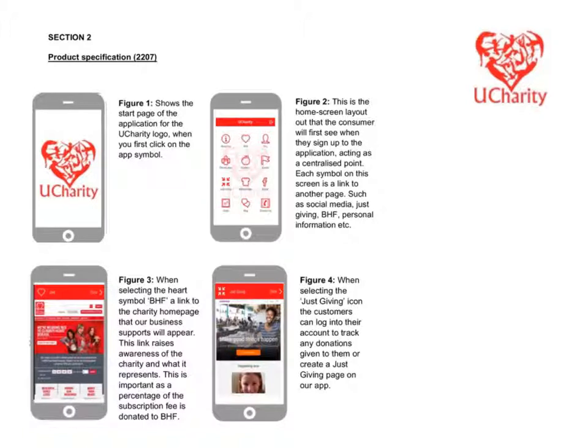Some examples of how product specifications are put into that section. Some good work from previous students.